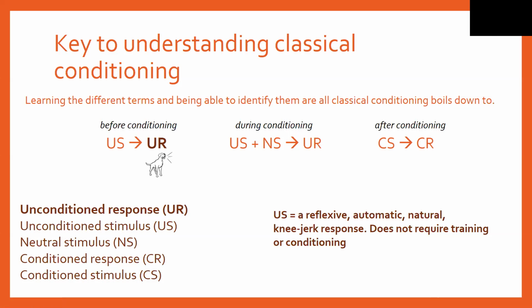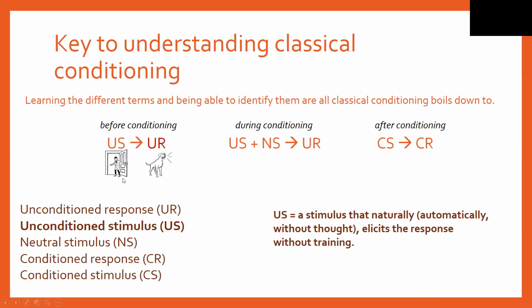Then what would the unconditioned stimulus be? This is before conditioning. What naturally, automatically, or without any thought, elicits the response, which is the barking, without training? What was making the dogs bark without training? They're naturally born barking at what? The arrival of a person, right? So unconditioned, they do this automatically. They do not need to be trained to do this. It's a reflex and an automatic response. So we have the US, the unconditioned stimulus, and the UR, the unconditioned response.